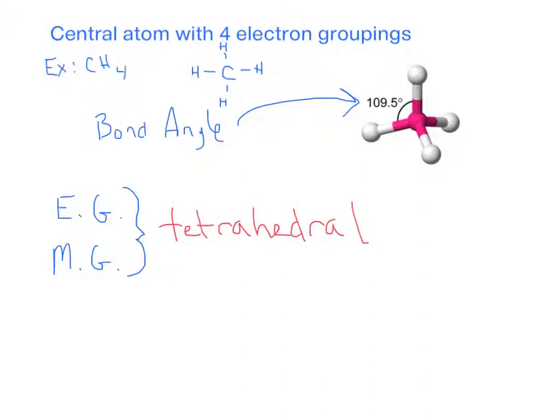Okay, and again, the electron groupings are matching the geometry of the molecule because they're all present, all attached. We're going to give you some examples of ones where they're not. The next one, we're going to see a place where they're not the same anymore.